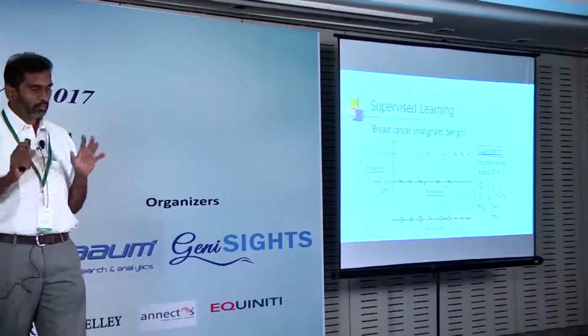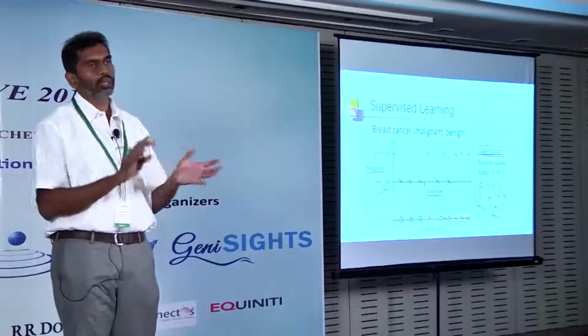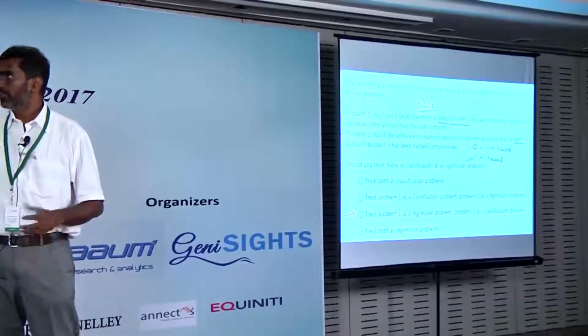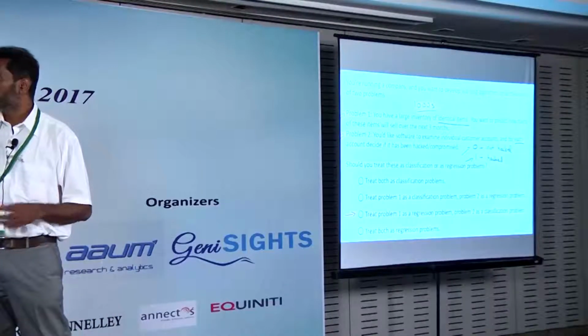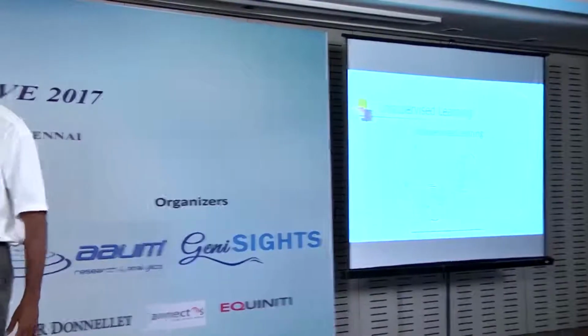Why? Because in supervised learning, you have to coach the system saying this is a car, a good looking car, a bad car, whatever it is. I've given an example, probably we can skip. We talked about classification and regression, and unsupervised learning is grouping.